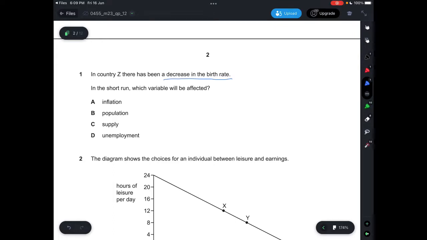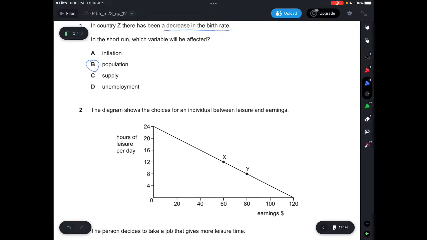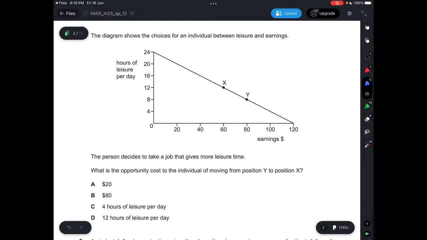In the four options, A says inflation, B says population, C says supply, and D is unemployment. In the short run, the first thing that will be directly affected will be the population. So the answer is B. Question 2: the diagram shows the choices for an individual between leisure and earnings.